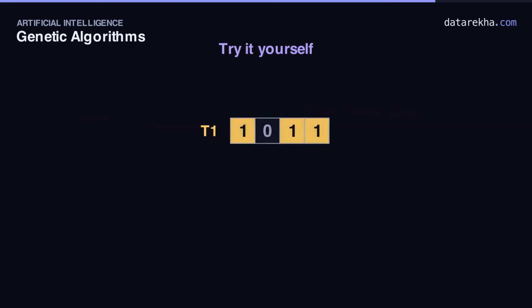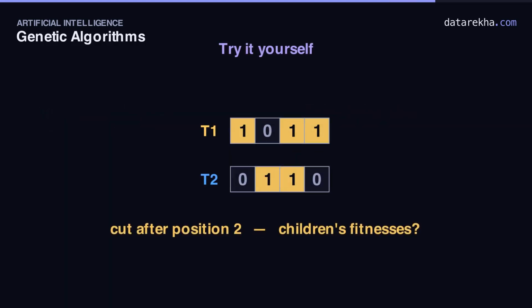Your turn. Two parents, 4 bits each. T1 is 1011. T2 is 0110. Do a crossover cut after the second bit, and then compute both children's fitnesses. Remember, fitness is just the count of 1 bits. Pause here, work it through, then check against me.